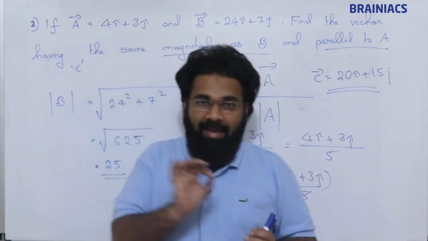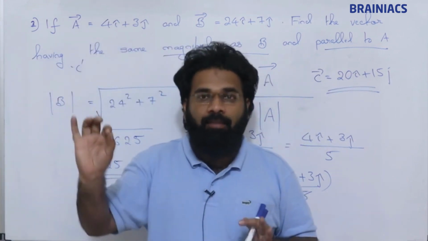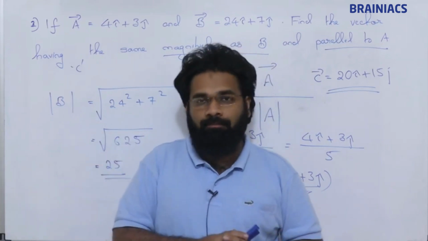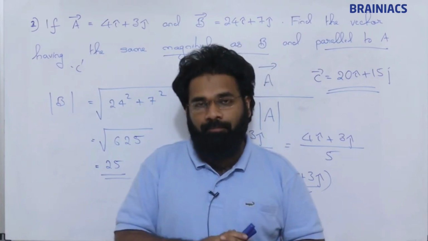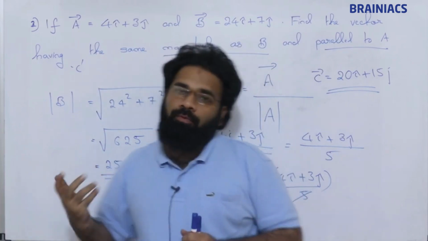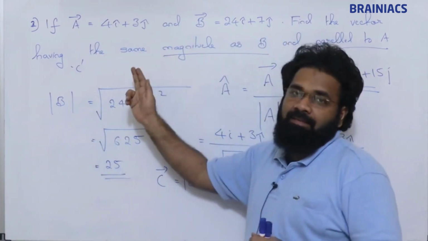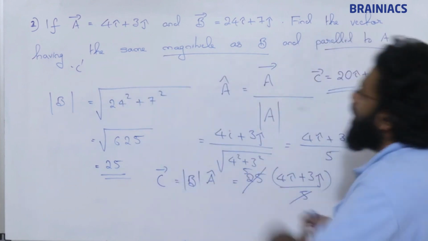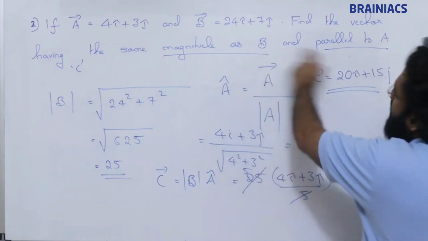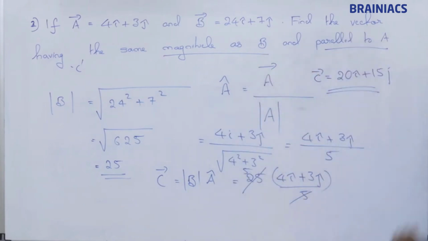So students, parallel to vector B, vector A means direction of vector A. Magnitude of vector B means we need to find magnitude of vector B. Okay, so this question will make us understand what is unit vector, how to find a new vector, putting the direction of some other vector.